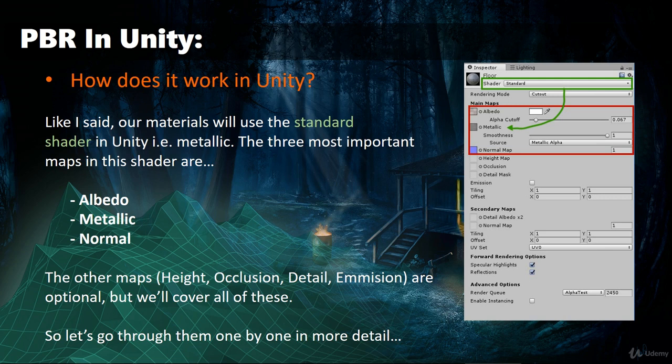Okay, so PBR in Unity, let's go through it in a lot more detail. Like I said, we'll be using the standard shader in Unity, which is the metallic. The three most important maps in this shader, in my opinion, are albedo, metallic and normal, and you can see them over here on the right hand side. Albedo, metallic, normal. There are other maps, obviously height, occlusion, detail mask, emission, and we'll cover all of these in this lecture. But let's go through them one by one, and we're going to start with albedo.